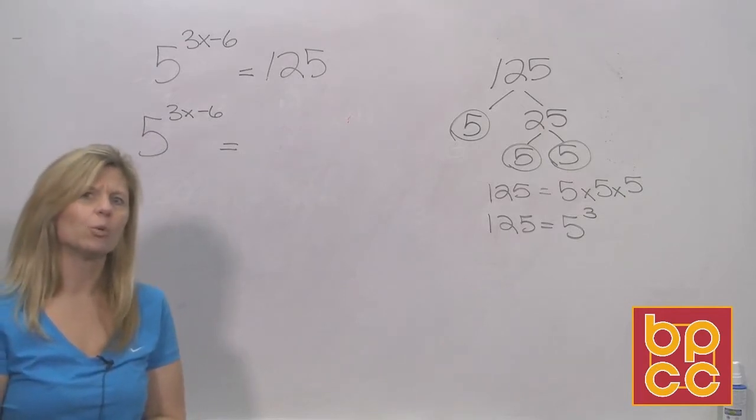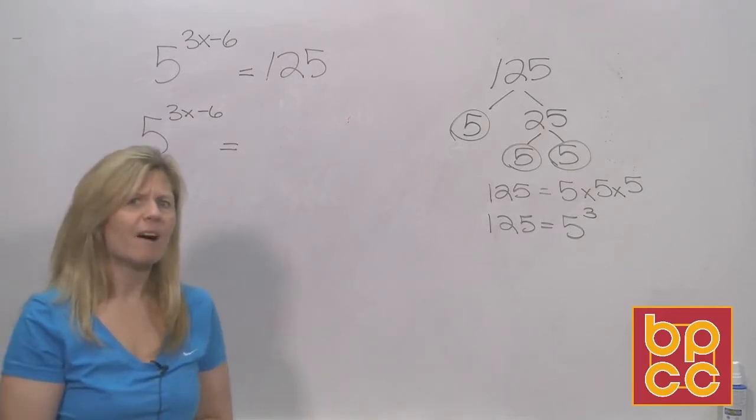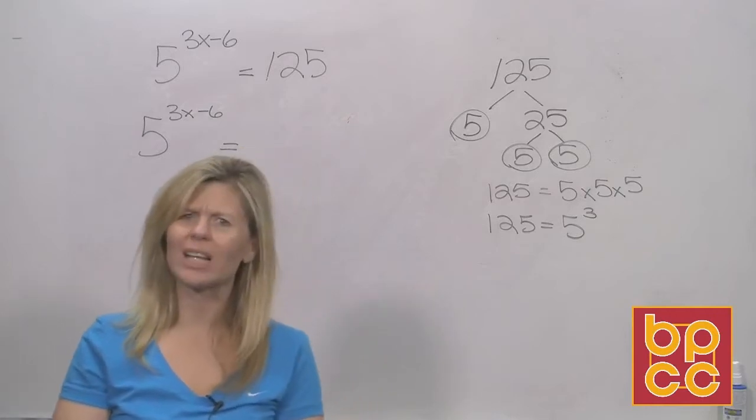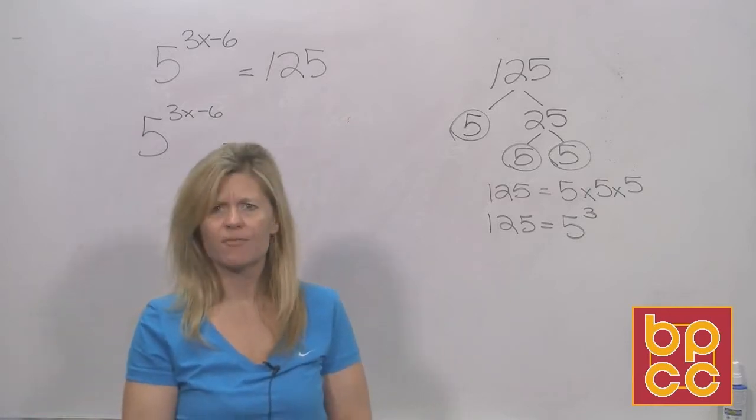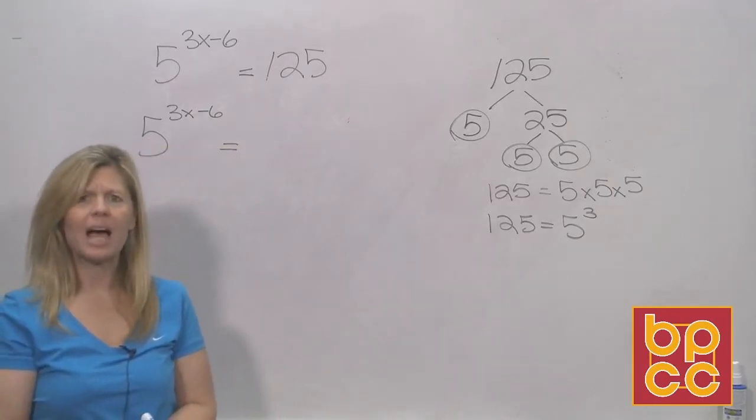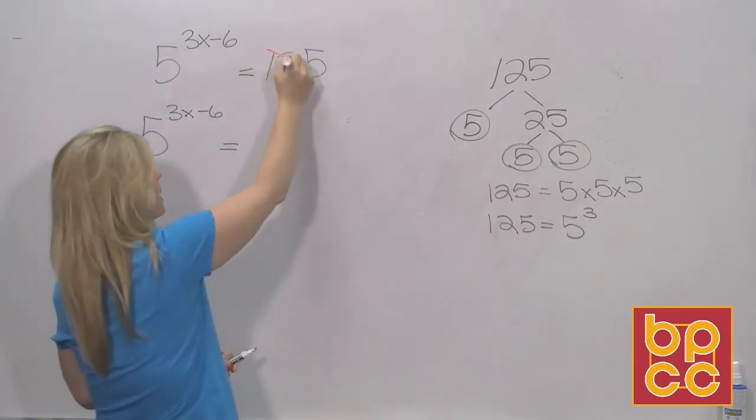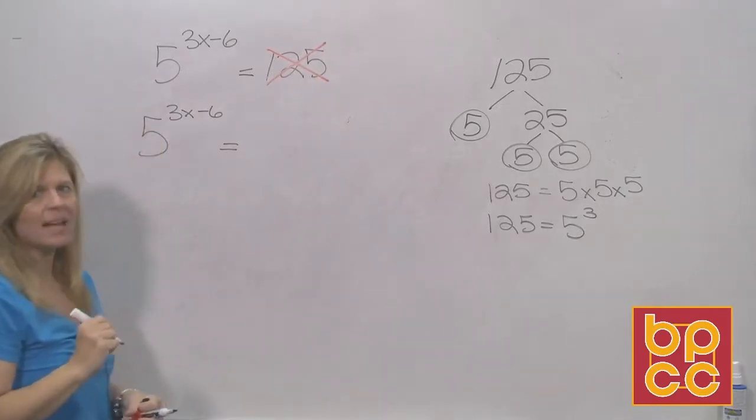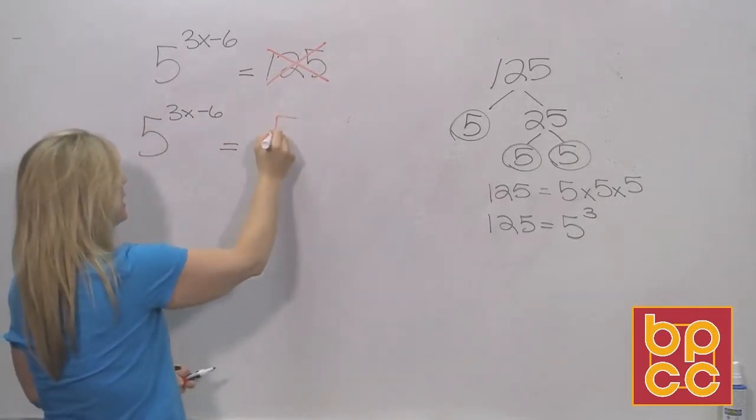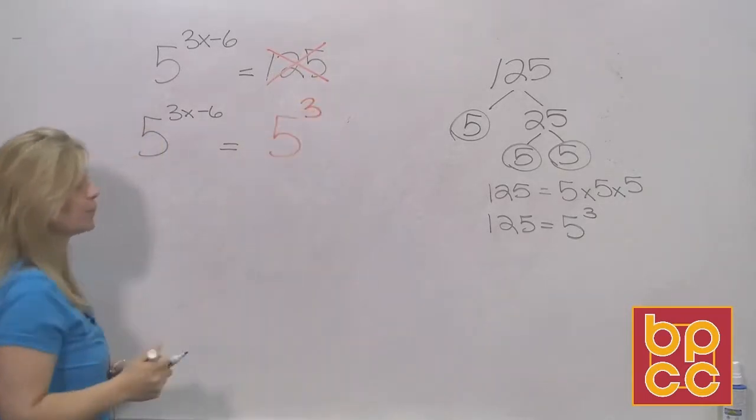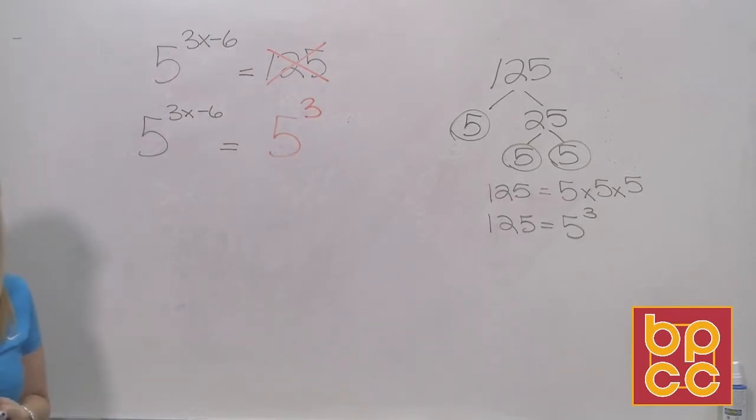What can I do with that piece of information? If I know 125 really is equivalent to 5 cubed, what can I do with that? That's right. I can come back up to this equation now and do a substitution. I could cross out the 125. It equals 5 cubed. Well, look what you've done.